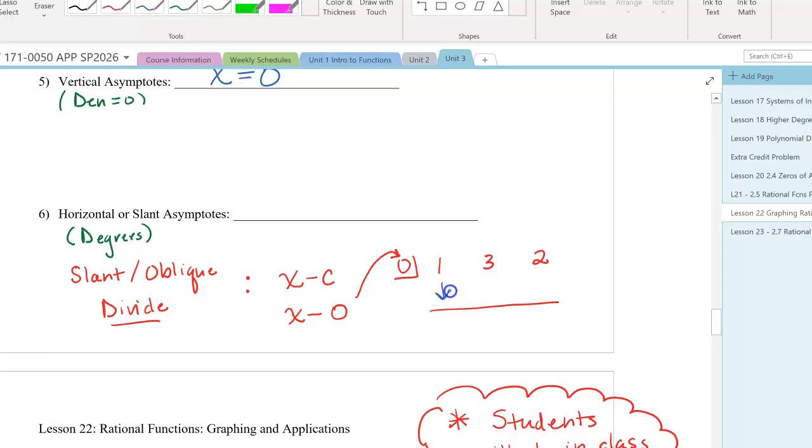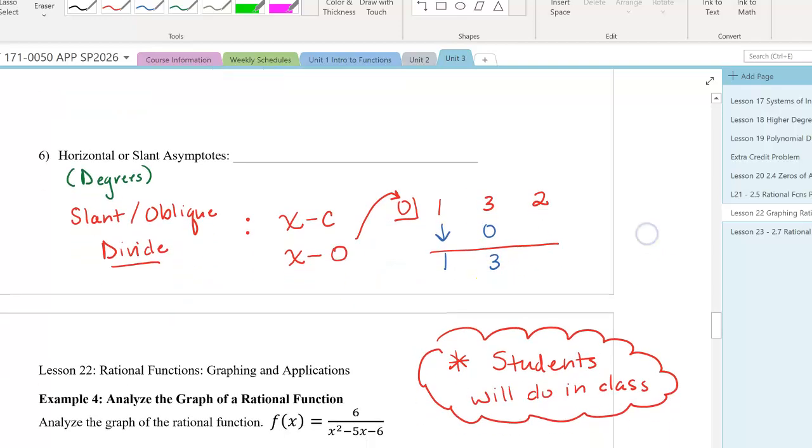So now I'm going to bring down the 1. 0 times 1 is 0. 3 plus 0 is 3. Technically, I can stop there because these are the only two numbers I need. But it goes against my grain to stop there. 0 times 3 is 0. 2 plus 0 is 2. But remember, we throw this away and we only use these numbers. So our slant or oblique asymptote is y equals 1x plus 3.